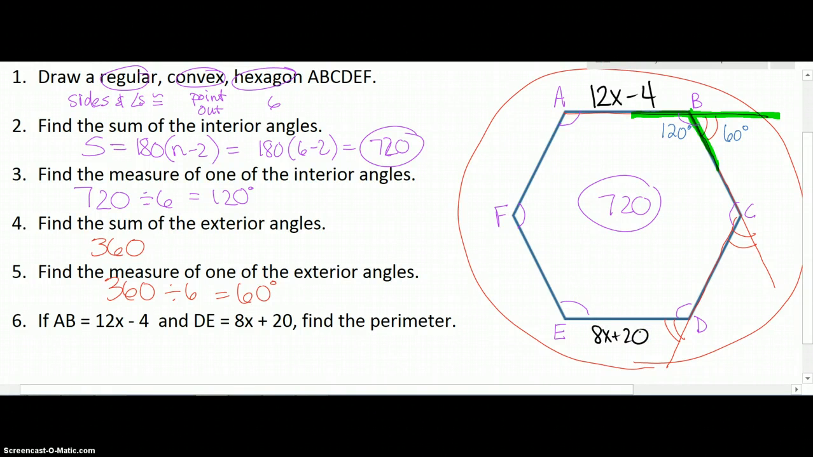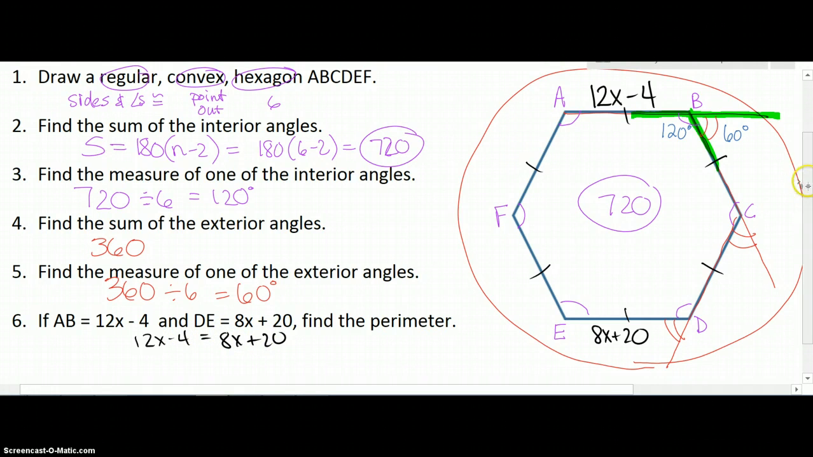I could have given you any 2 sides. It doesn't matter if they're across from each other or adjacent to each other. It does not matter where they are because since it's regular, what do we know about all the sides? They're congruent. And if the sides are congruent, that means their measures are equal. So all we're going to do is set them equal to each other.